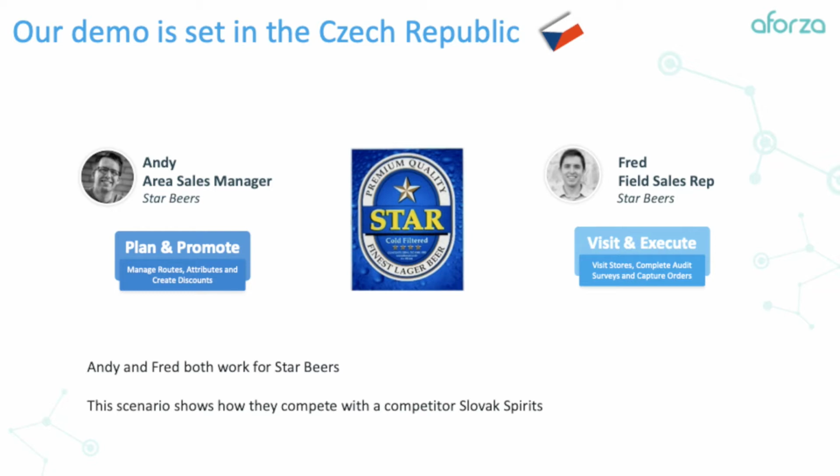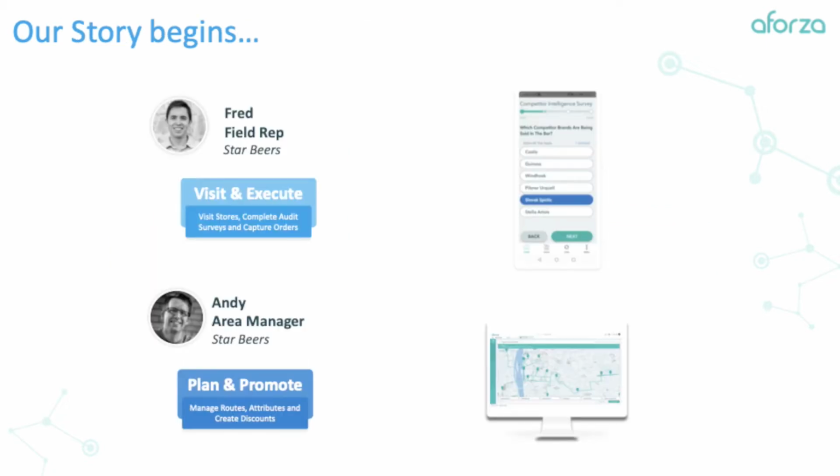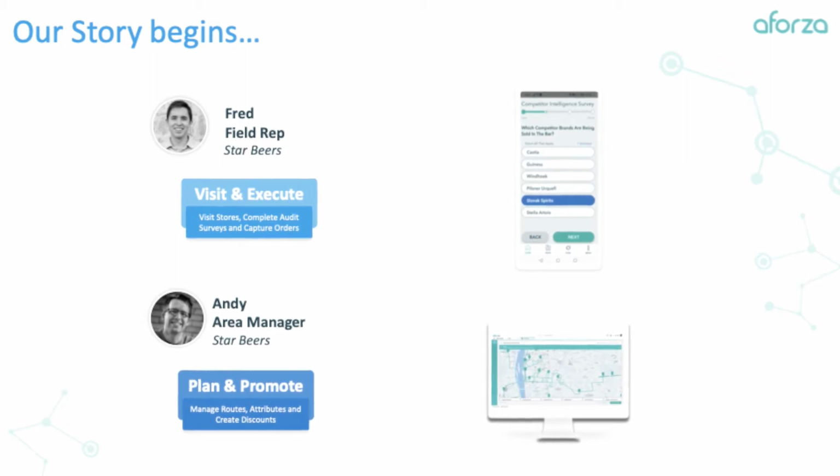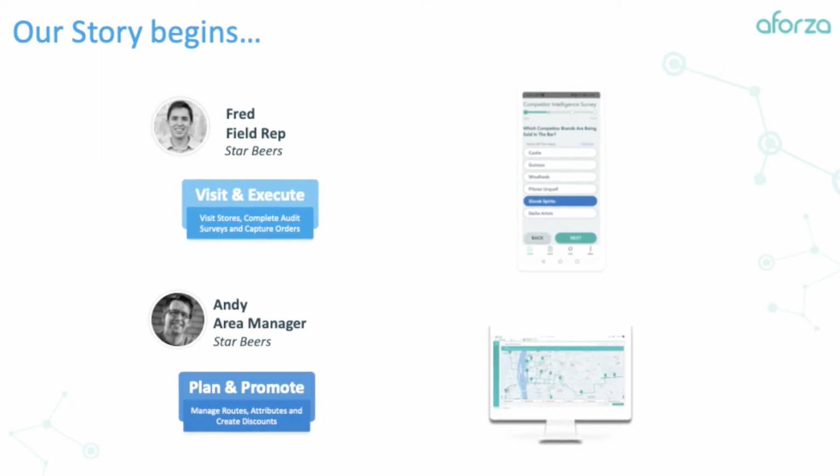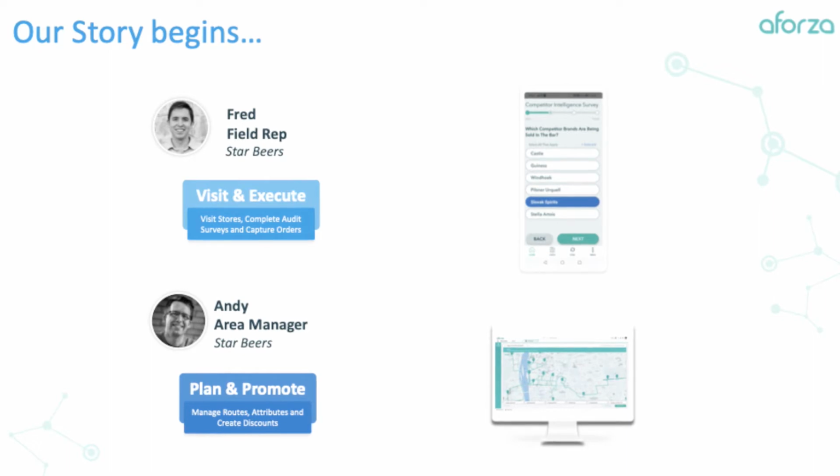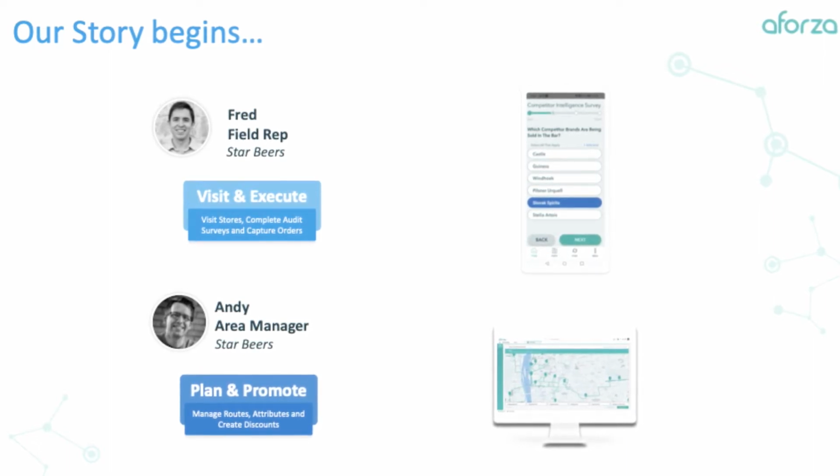Then, when Fred visits his customers, he will now have access to a whole new range of competitive promotions that help him retain market share and increase customer loyalty. So our story begins with Fred, the field rep, who has been completing his competitor analysis surveys when visiting his customers. These insights have proved invaluable and inform his area manager, Andy, of competitor activity. Slovak Spirits, a local rival brand, is encroaching on Fred's customers.